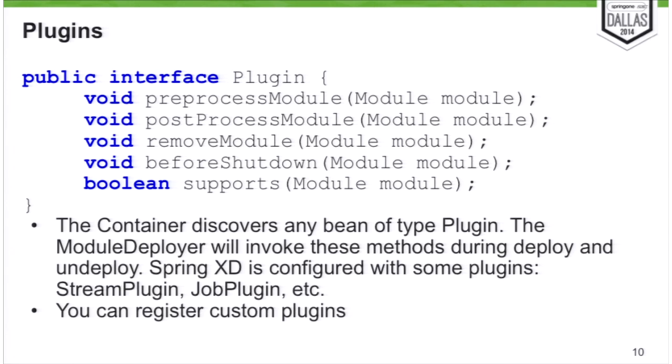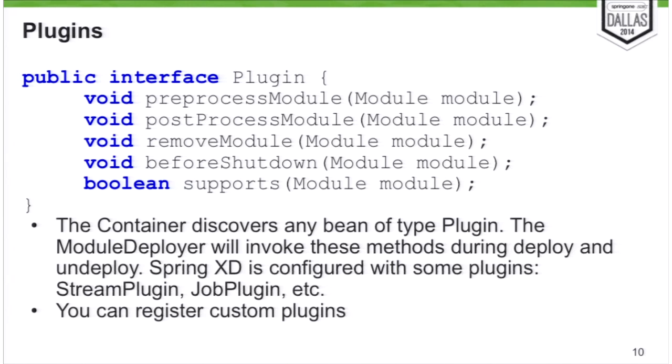So if you write a plugin, you can implement supports as a Boolean. If you want your plugin to do something for every module that gets deployed, then you could just return true. But the job plugin, for example, looks for module type as job, and the stream plugin looks for module type as sink, processor, or source. And as I mentioned, the container discovers any bean that implements this interface, and XD has some that it requires to work, specifically the stream plugin and the job plugin. And you could also register custom plugins pretty easily.